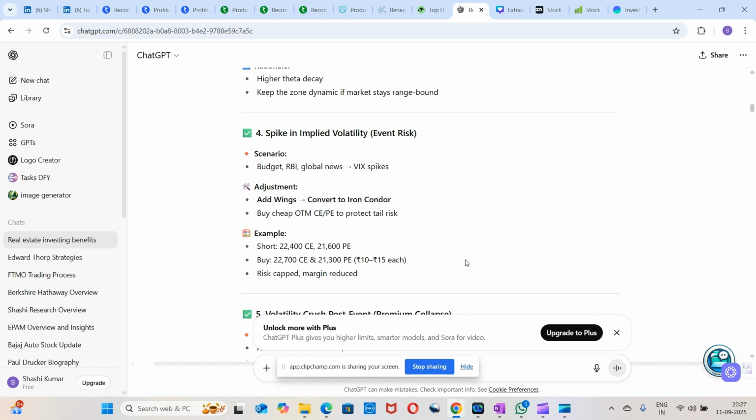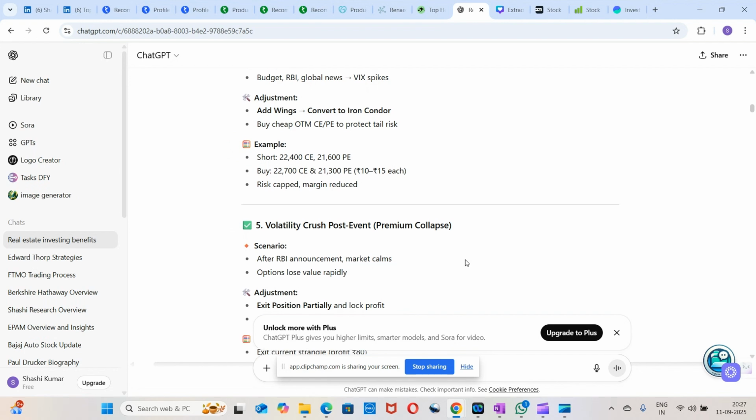You will buy 22,700 C and 21,300 P at 10 to 15 rupees each, and risk is capped and margin is reduced. It becomes an iron condor, and it's a hedged position. Then risk is defined in that particular case.